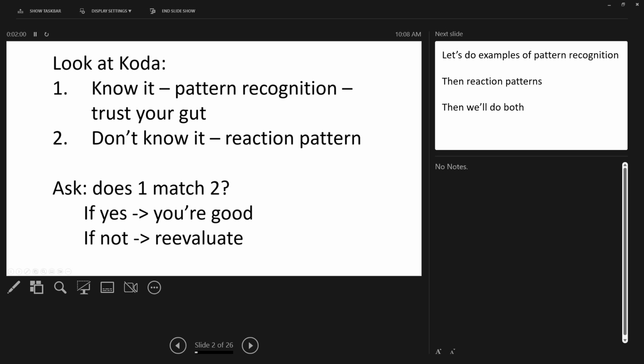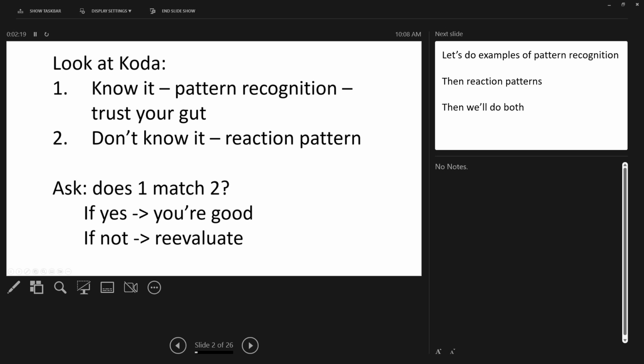Often that's accurate. When you know that you don't know it, we've probably all been there, you have that sinking feeling in your stomach where you look at something and you're like, I know this is something, but I don't know what. That's when you really need to rely on and lean on your reaction patterns in number two.